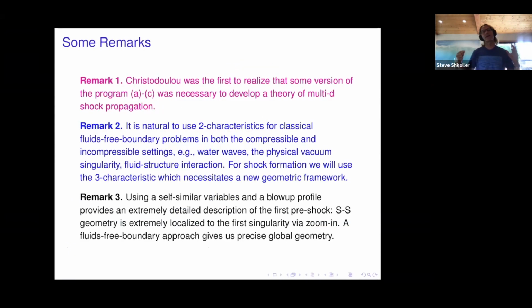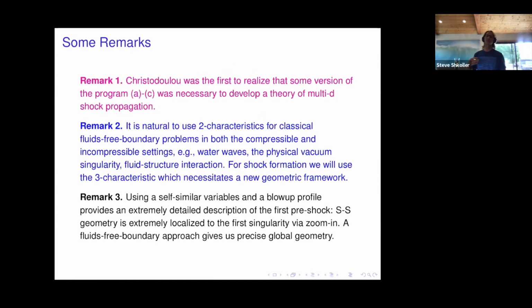What happens is that one of the reasons self-similar variables are such a nice system for doing that is that not only do you get a very precise description of the blowup, but you don't have to work that hard in the geometry, because the geometry of the fronts that you're creating in self-similar variables, thanks to the way these variables are zooming in on the singularity, are really localized to that particular first blowup.